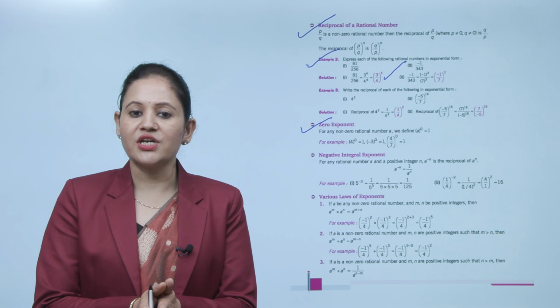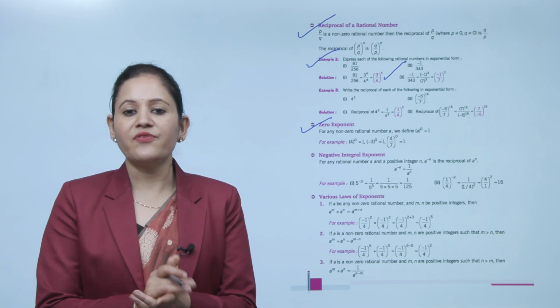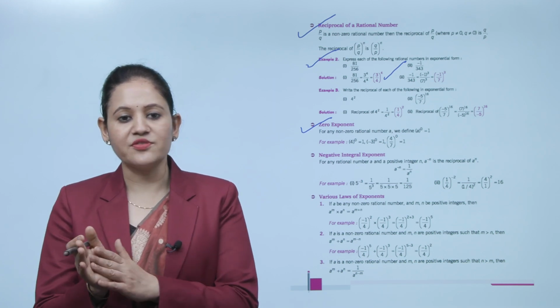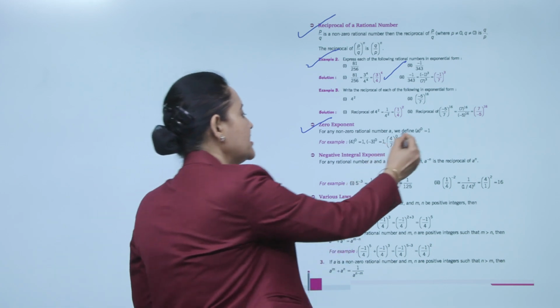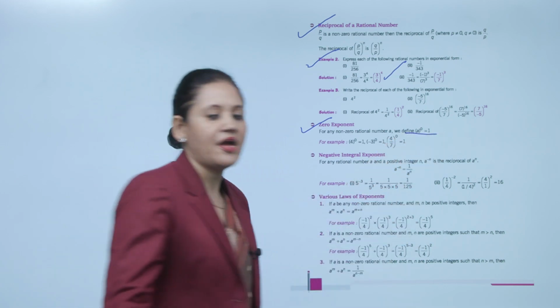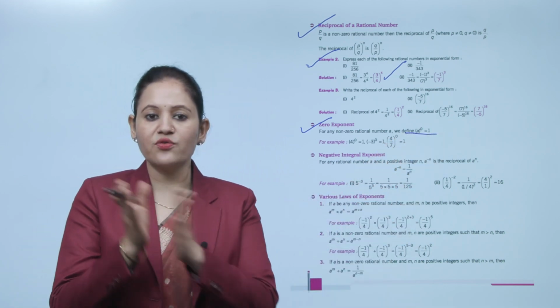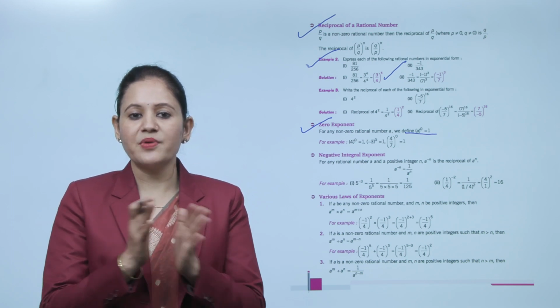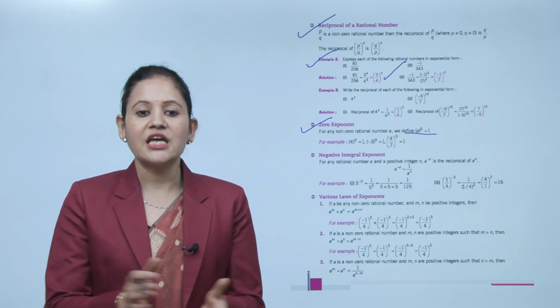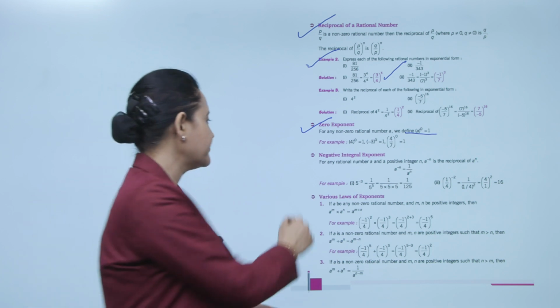For any non-zero rational number A, we define A to the power 0 equal to 1. It means if any number has power equal to 0, then the value will be equal to 1. 4 to the power 0 is equal to 1. Negative integer exponent.